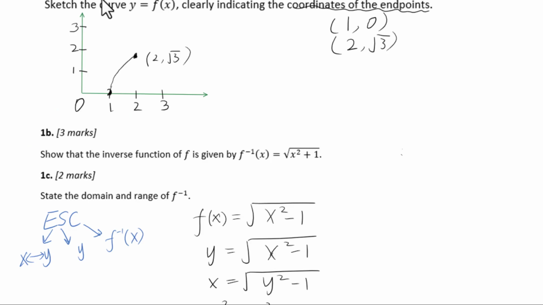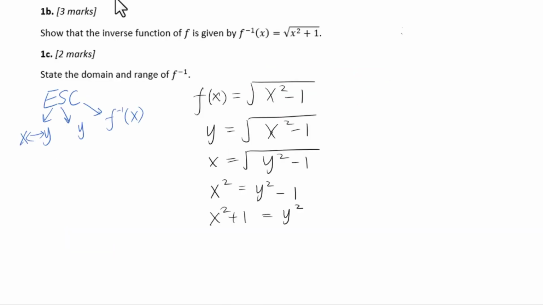From this graph, we can figure out the domain of f of x is x greater than or equal to 1, less than or equal to 2. Range is y greater than or equal to 0, less than or equal to square root of 3, which means y is positive. Therefore, for y equals positive square root of x squared plus 1, inverse of f of x equals square root of x squared plus 1.